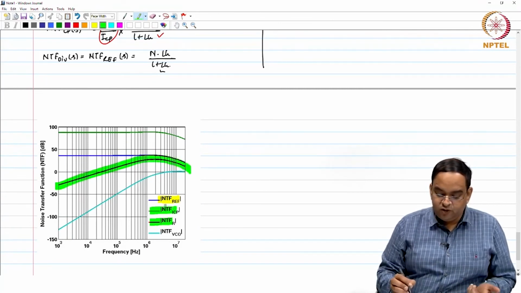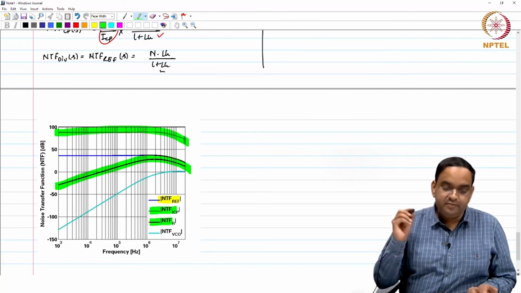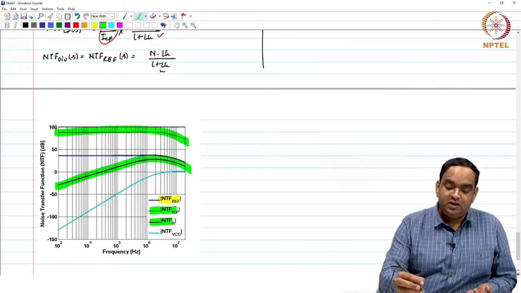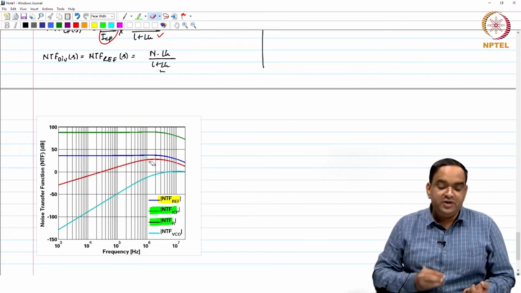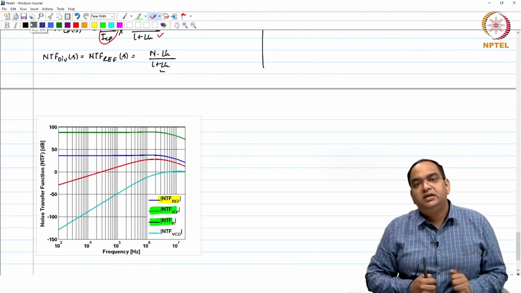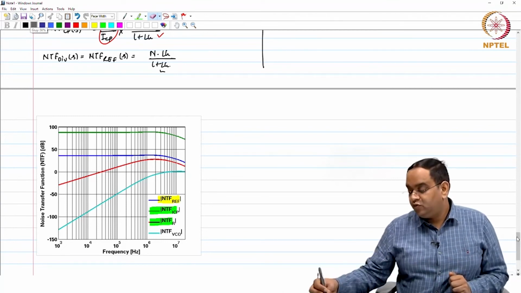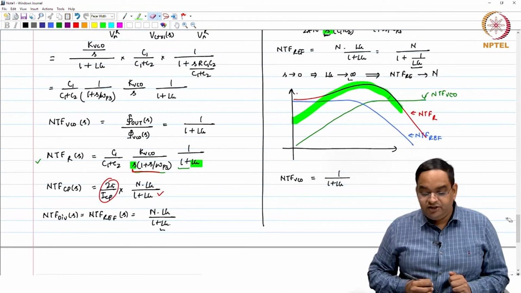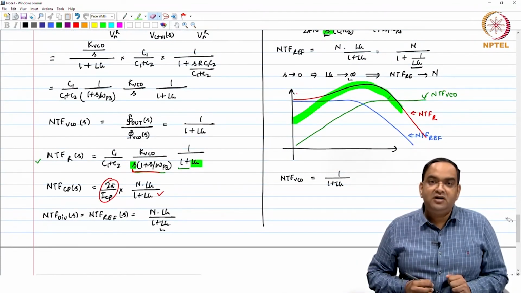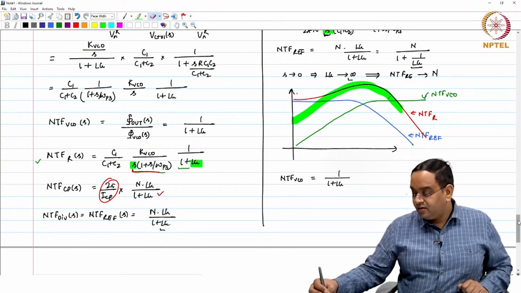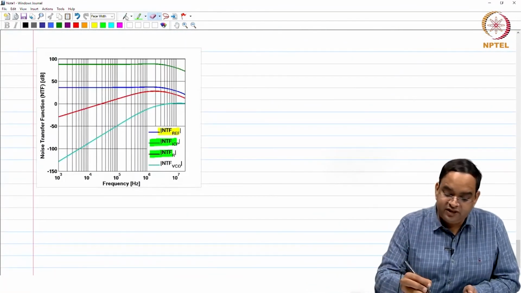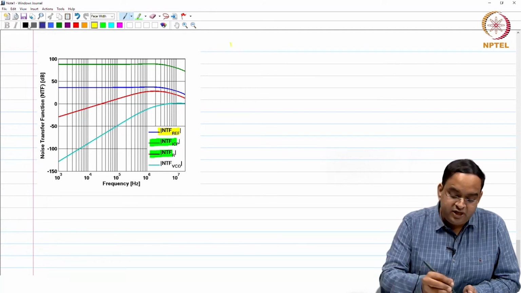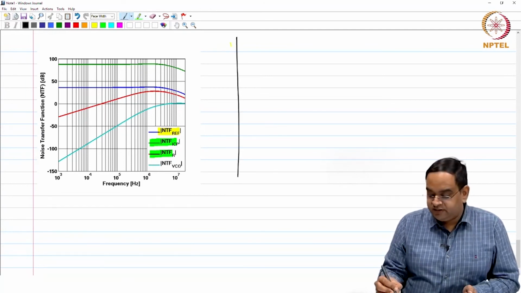NTF of charge pump, it is a low pass transfer function just multiplied by gain. So, without even plotting it, just looking at the expression, you can make out which is going to be a high pass, which is going to be a low pass and other stuff. Okay. So, what you can conclude from here is that all these noise sources are getting filtered by different noise transfer functions. When different noise sources are getting filtered by different noise transfer functions, what we need to do is we need to find the output noise.